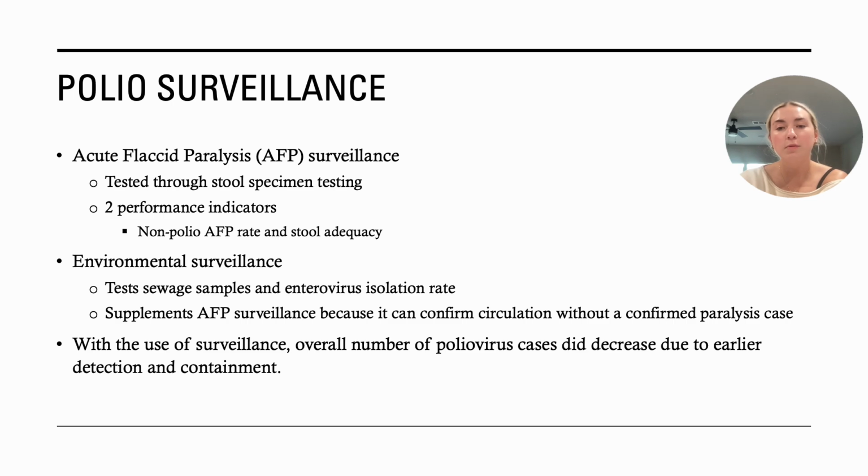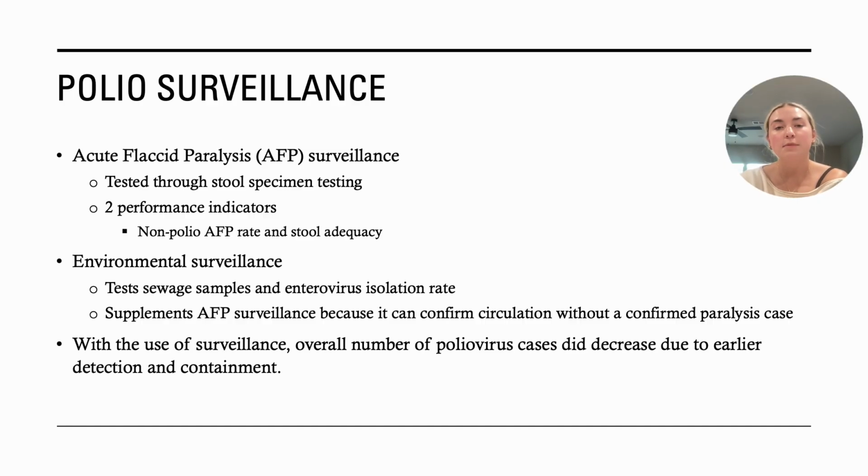There are two key performance indicators used to measure how effective AFP surveillance is. The first one is non-polio AFP rate. This helps to ensure the system is sensitive enough to detect possible cases. And the second is stool adequacy, which is 2 stool samples are collected within 14 days of symptom onset and are properly transported to a lab. If these standards aren't met, cases could be dismissed.